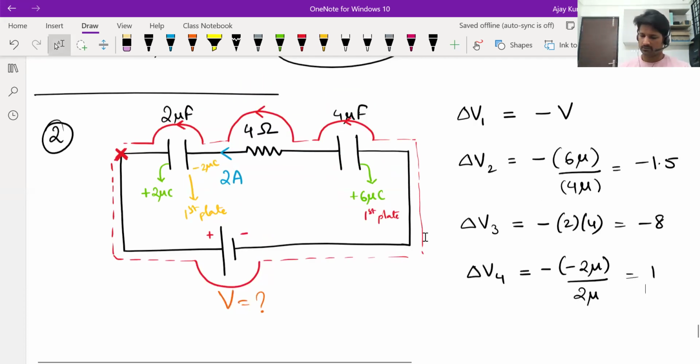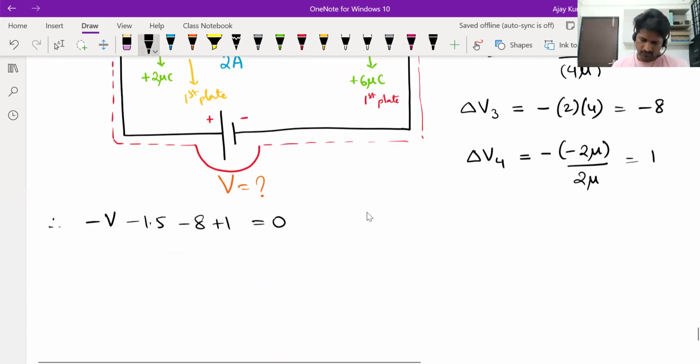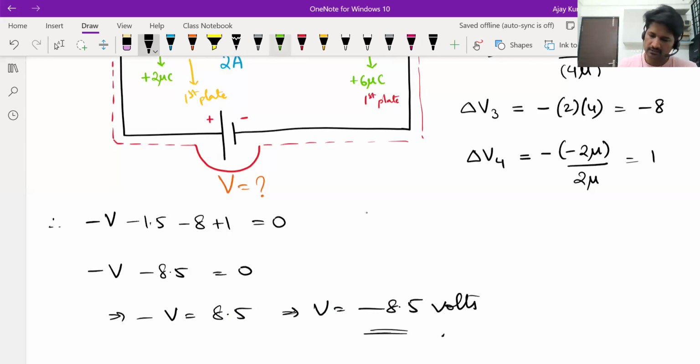So the sum of all these has to be 0. Therefore, minus V minus 1.5 minus 8 plus 1 is 0. Minus 1.5 minus 8 becomes minus 9.5. Minus 9.5 plus 1 is minus 8.5. So minus V minus 8.5 is 0. That means minus V is equal to 8.5, so V is actually minus 8.5 volts. What does V being negative imply? It implies that the battery is actually connected the other way. This side is the negative terminal, the other side is the positive terminal. That is what it means.